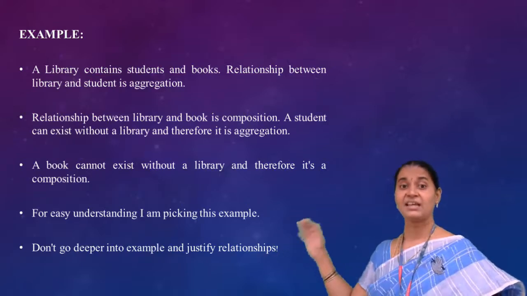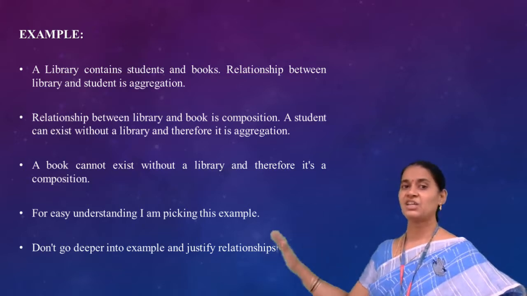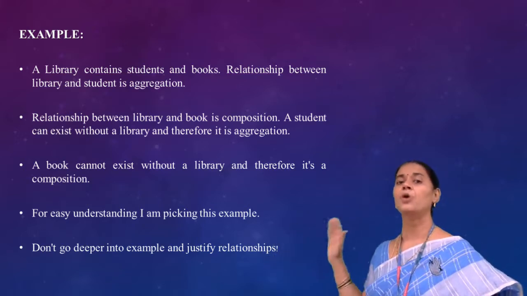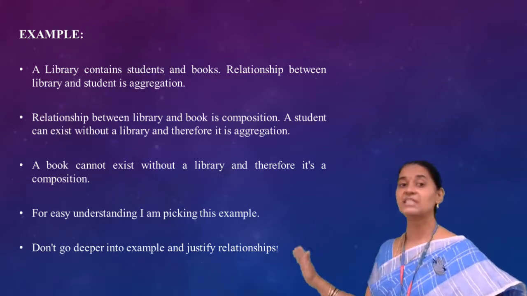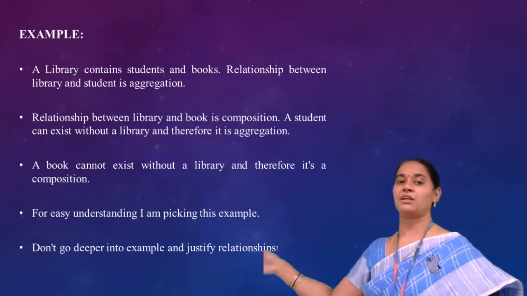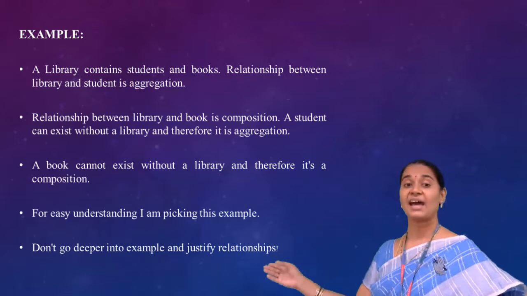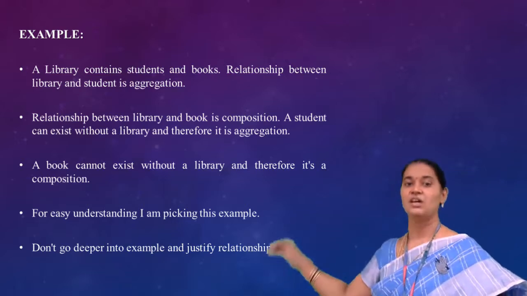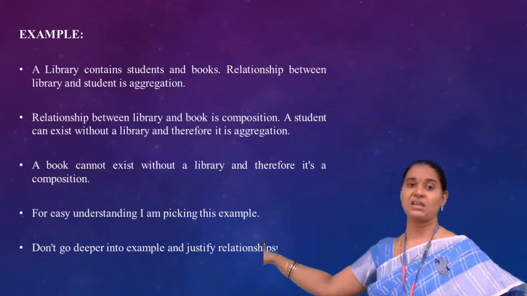Now consider again the relation between library and books. What is the relation between library and books? It is a composition. Why is it called composition? Because books exist only if the library exists. Books are present only in the library. So books will exist only if the library exists. That is, here I have placed a restriction on the books: the book entity exists only if the library entity exists.